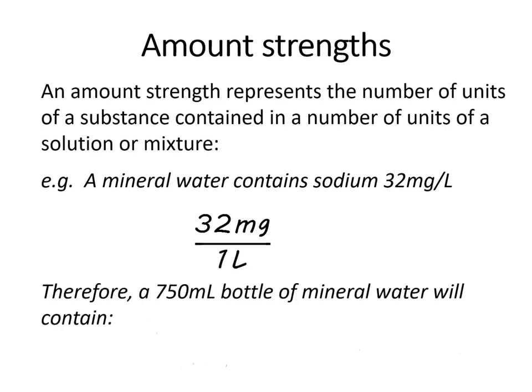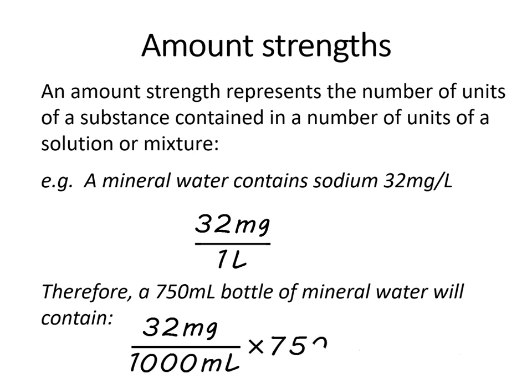However, if we want to calculate how much sodium is contained in a 750 millilitre bottle of mineral water, we'll find it easier to convert litres to millilitres. This will now give us 32 milligrams in 1000 millilitres times 750 millilitres for a final value of 24 milligrams.